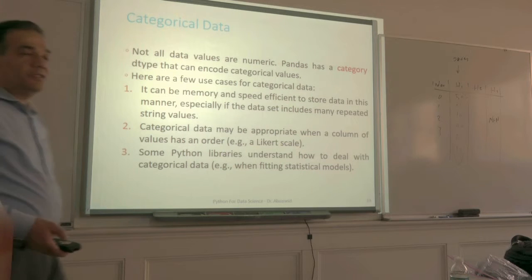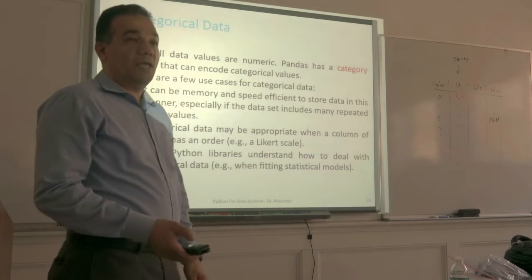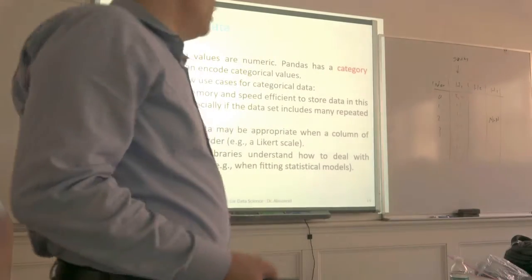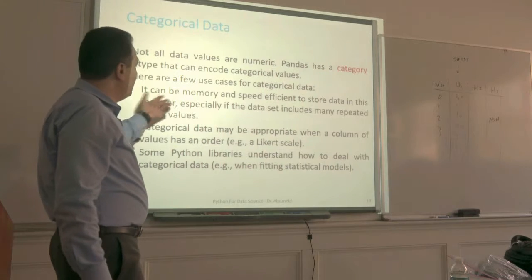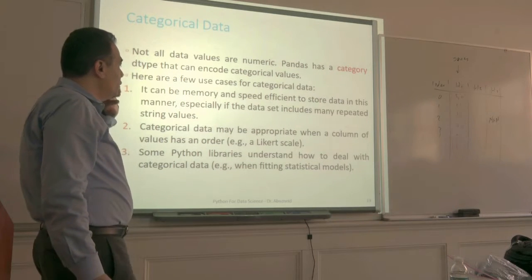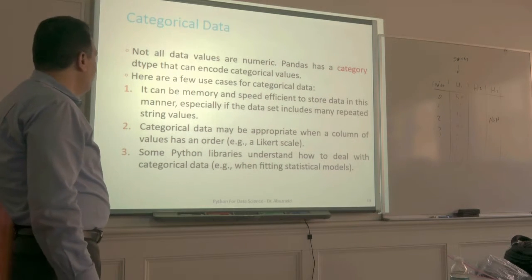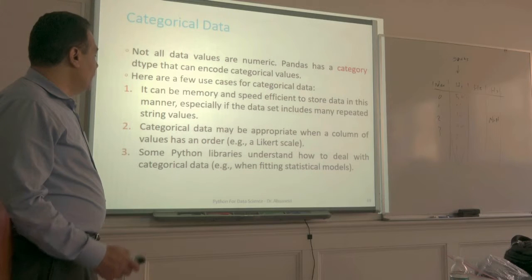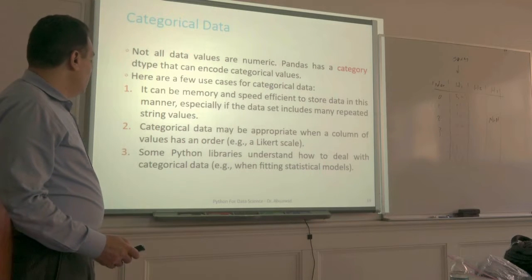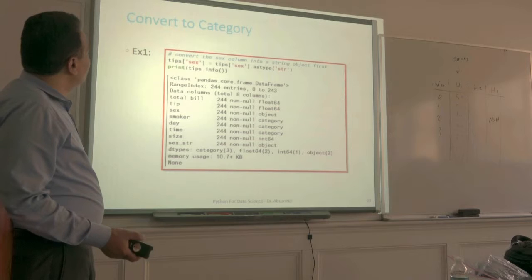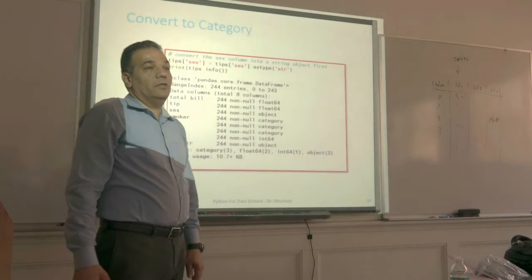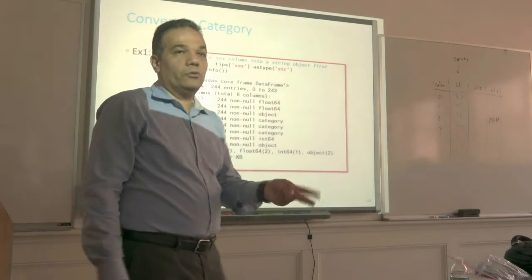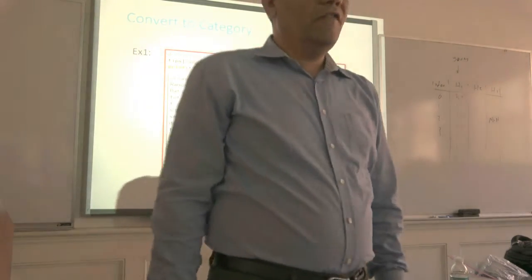Categorical data, which is a category. Usually they are object, okay? So it can be memory and speed efficient to store data in this manner. So let's take an example, converting category. So sex, what is sex? It is a category that has 2 values, which is male or female, right?